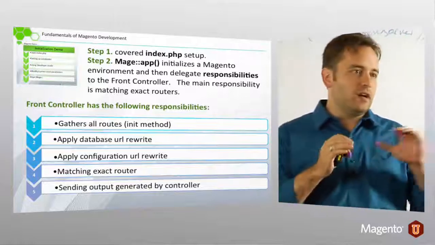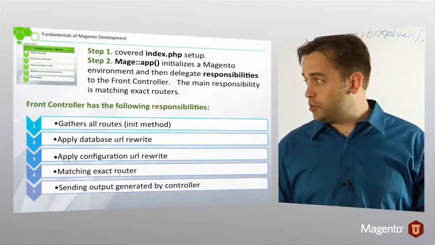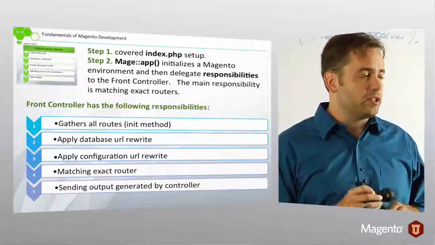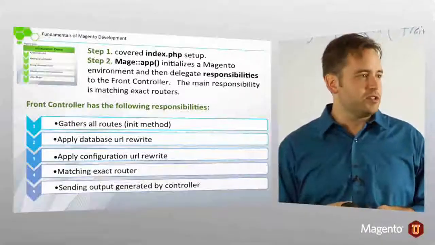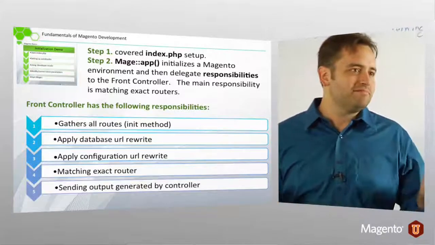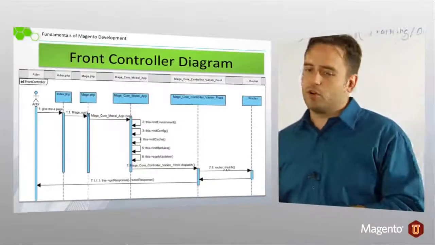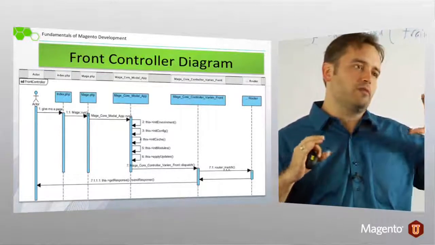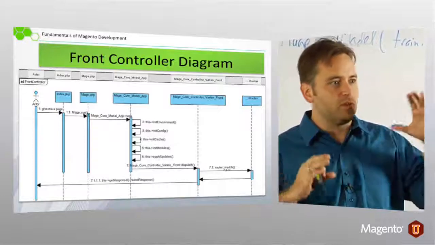Next up is matching a router. So we find out which router should be handling this request, and then get it into the right hands, into the right module controller file, and send some output. That's what the front controller does. So the front controller is the area of the application that handles all the logic and objects involved with request and response.